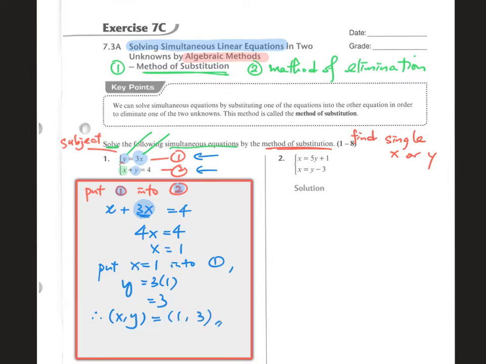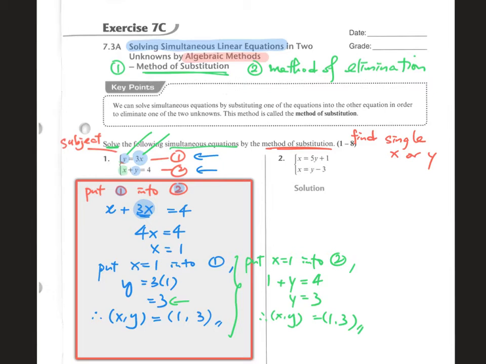That's all. Some of you may be a bit puzzled: is it possible to redo it by putting x equal to 1 into number 2? Alright, let's try it. In this case, you have x, now 1, plus y equal to 4. y is also equal to 3. Can you see that they're the same? We have the same conclusion, same answer, which is (1, 3). This is a very easy question about the method of substitution. Is it alright to you?